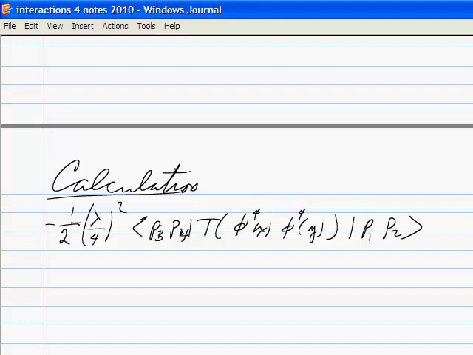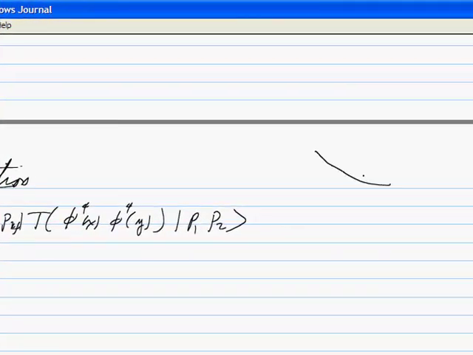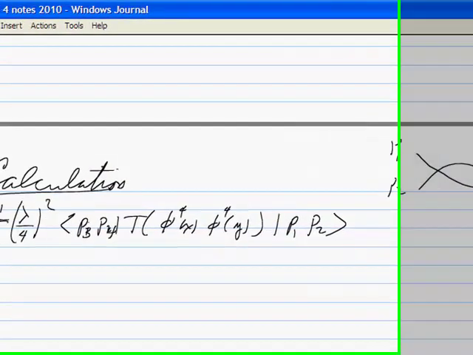Okay. So that's what we have to do. Just to remind you, we're doing this diagram here, with P1, P2, P3, P4. Okay, so here are our counting factors.